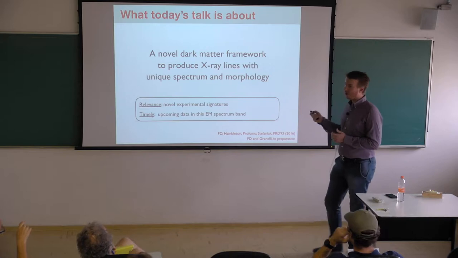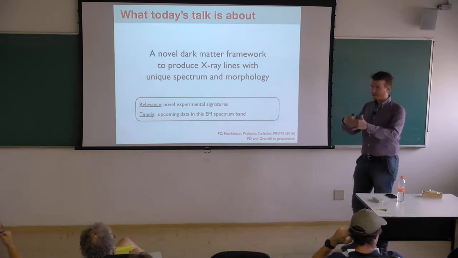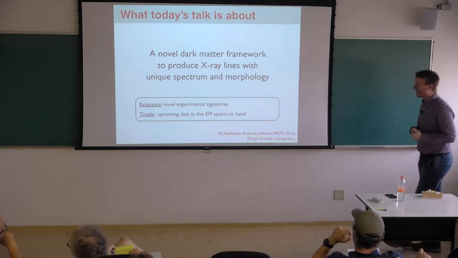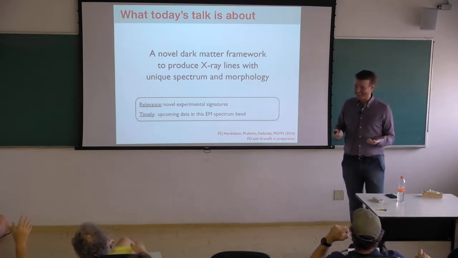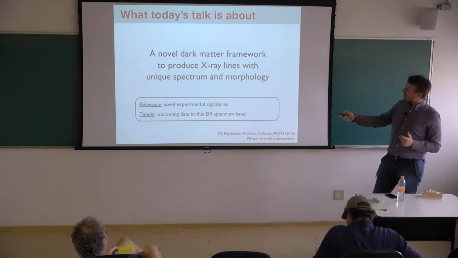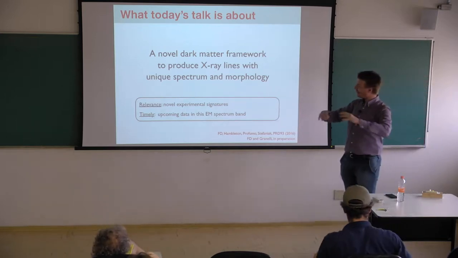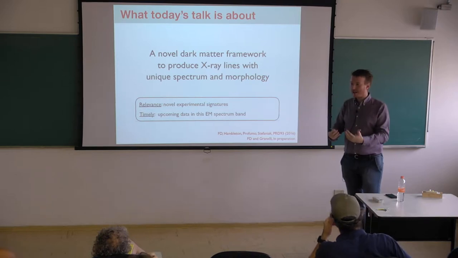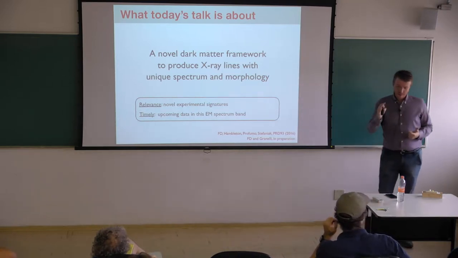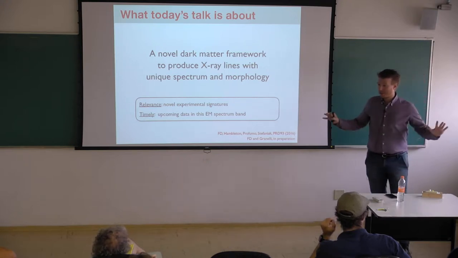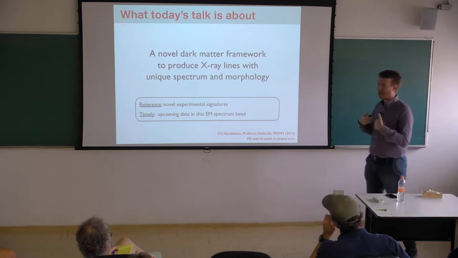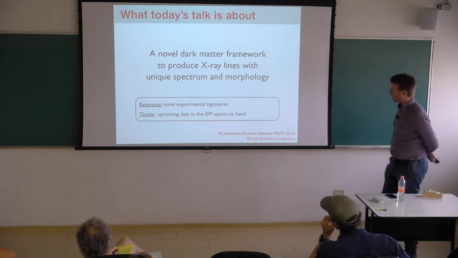I will give you lots of details about that. So for now, I want to build up some expectation, right? I don't want to reveal all the secrets right now. For now, no spoiler, but I will just say that there is a new framework of dark matter where you get X-ray lines, but the spectrum and the morphology, I will show what I mean by morphology, is different from the one of any other dark matter candidates which gives you X-ray. Okay? And I will explain how it is different and how we can test it.